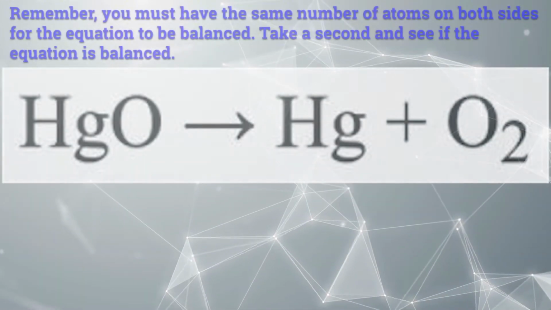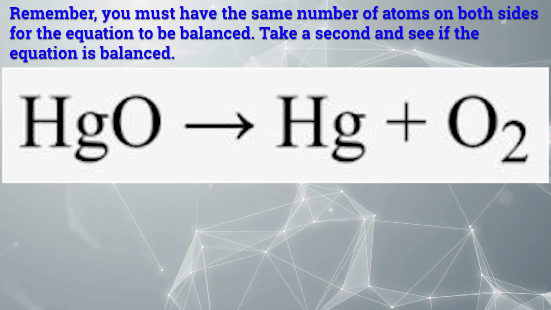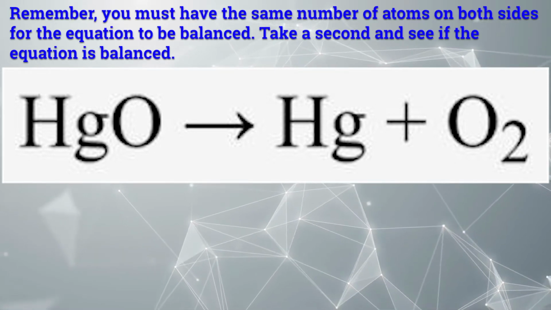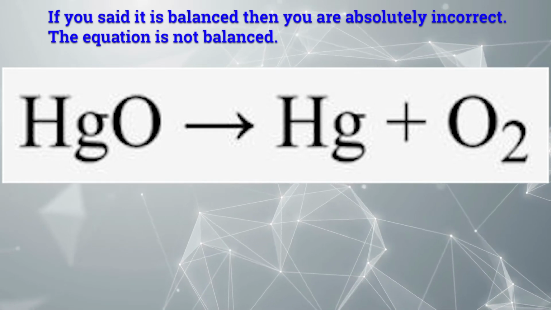Let's walk through balancing a chemical equation. Take a look at the following equation. Remember, you must have the same number of atoms on both sides for the equation to be balanced. Take a second and see if the equation is balanced. If you said it's balanced, then you were absolutely incorrect. The equation is not balanced.